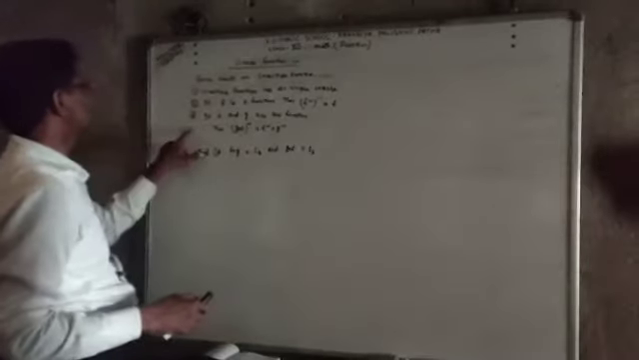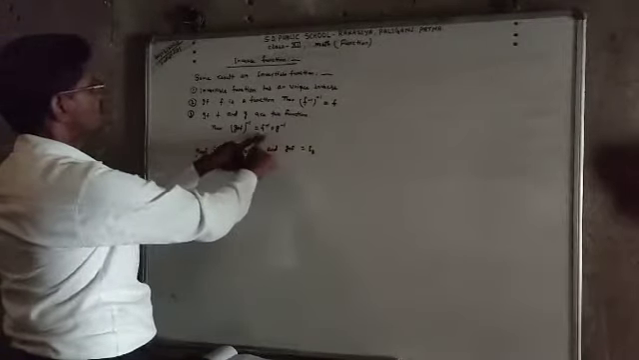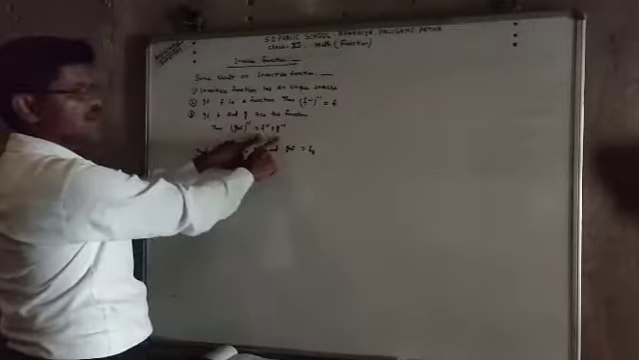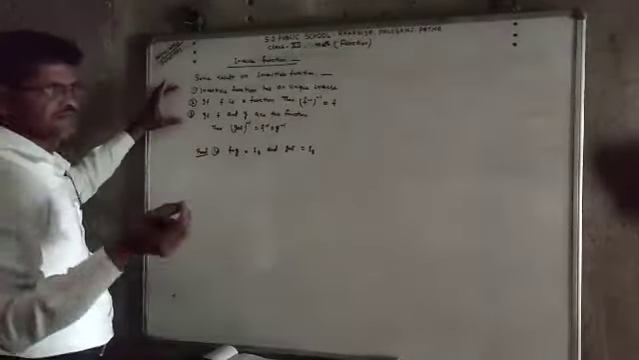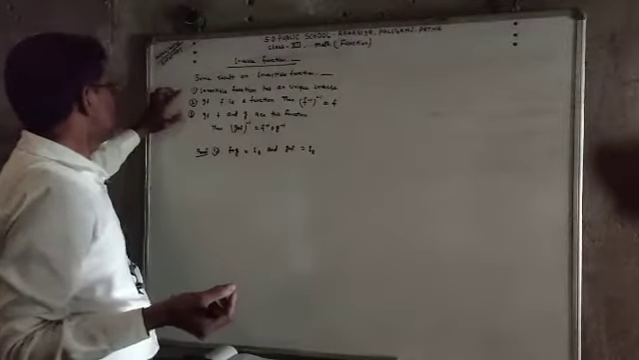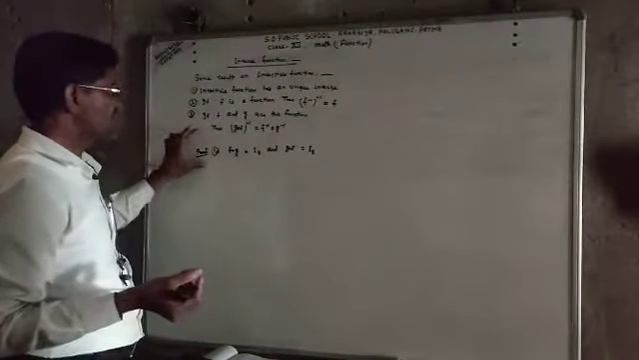And the third result is if f and g are two functions and their composition g of f is defined, then the inverse of g of f is f inverse composed with g inverse. Means (g of f) inverse reverses the composition of the functions. Now we prove some results. I am going to prove the first result.